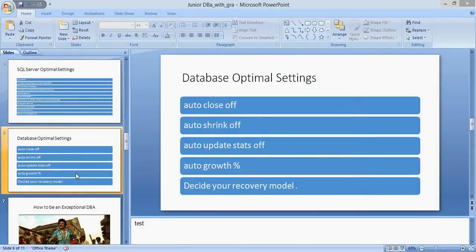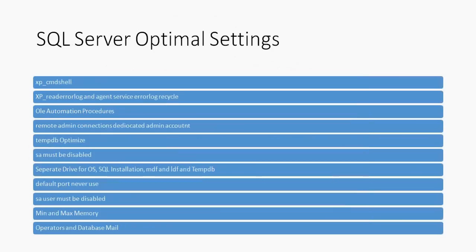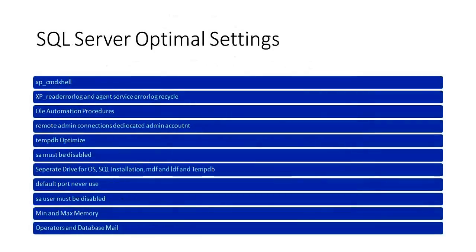When coming to the database optimal settings, there are 5 main optimal settings which have to be considered. First are auto close, auto shrink, auto update statistics, and auto growth. First thing is auto close on. What happens if you use auto close on for your production database?